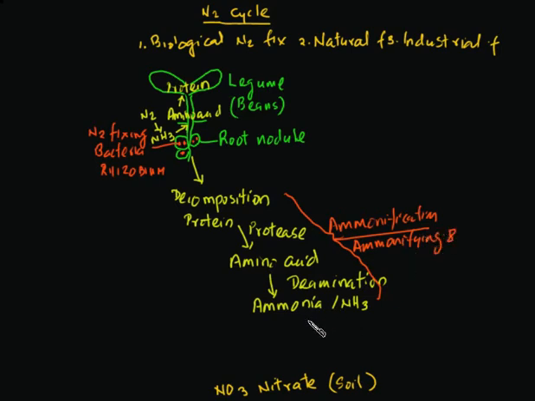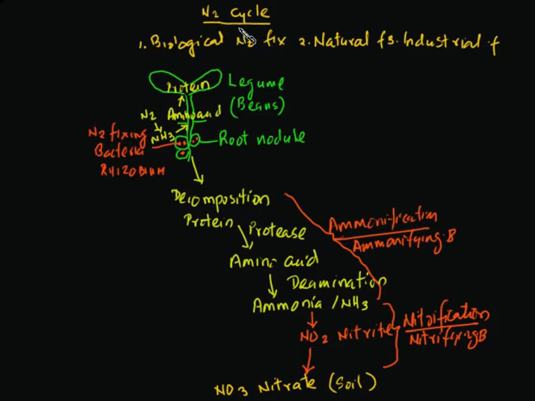What happens to ammonia, which is in the soil? Ammonia is converted to NO2, which is nitrite, and nitrite is converted to nitrate. This step is called nitrification. The name of the bacteria is nitrifying bacteria, right? And that's the first method, biological nitrogen fixation.